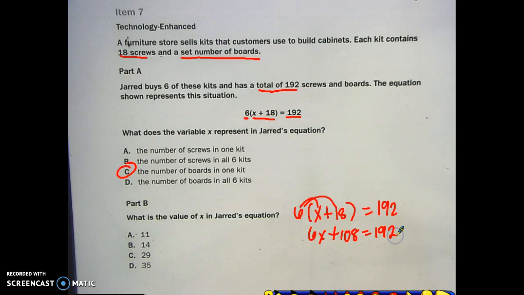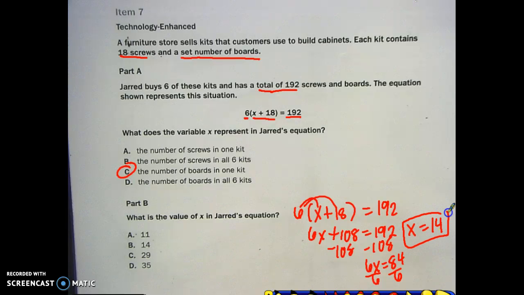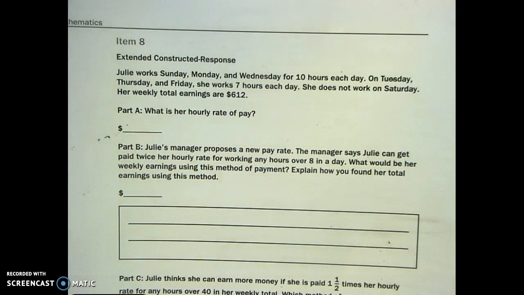When you solve equations, you're using the inverse operation. Therefore, you're using the inverse order of operations. So I'm going to subtract 108 from 192, and that will give me 84. So between 6 kits, I have 84 boards. So I'm going to divide 84 by 6 and get that each kit has 14 boards. X equals 14.